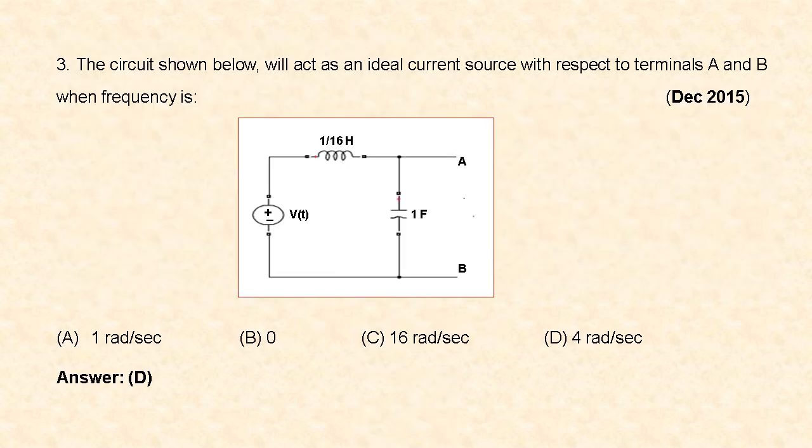Next question, the circuit shown below will act as an ideal current source with respect to terminals A and B when the frequency is. This question was asked in December 2015 and the options are 1 radian per second, 0.5 radian per second, 16 radian per second, 4 radian per second. And the answer is option D. Let us see how we got this.